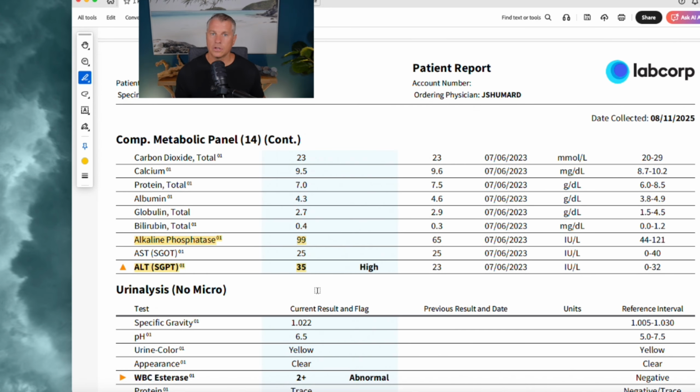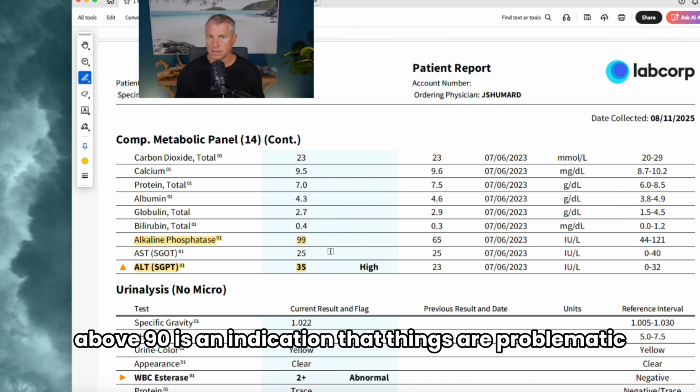But the liver is also heavily involved in blood sugar regulation at the cellular level. And if the liver is not functioning well, then your disease is going to progress. So we can see a couple things here. One of the things that we identify here is called alkaline phosphatase. This is a marker for liver function. Above 90 is an indication that things are problematic.